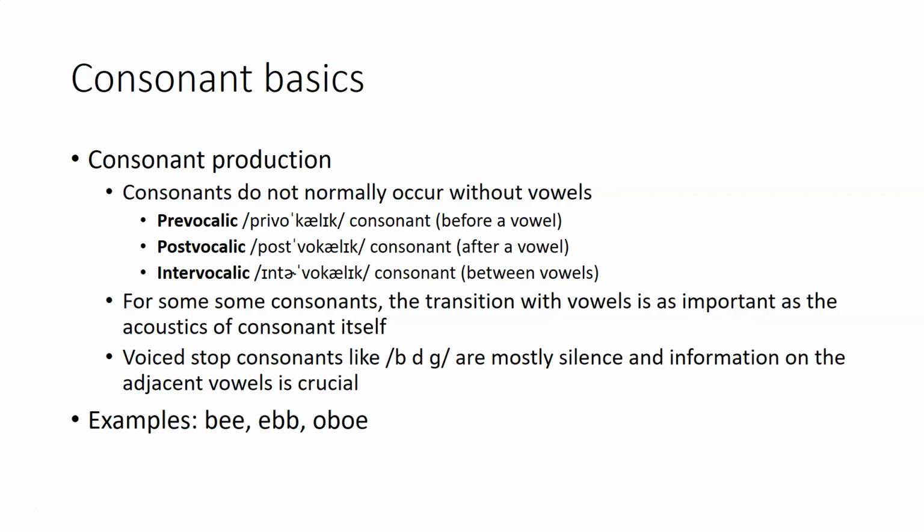For some consonants, the transition with the vowel is as important as the acoustics of the consonant itself in order for you to be able to hear the consonant. So for example, voiced stop consonants like b, d, and g are really mostly silent. A lot of the information on the adjacent vowel is crucial to perceiving them. An example of b in each of the different pre, post, and intervocalic positions can be found in the words bee, ebb, and oboe.